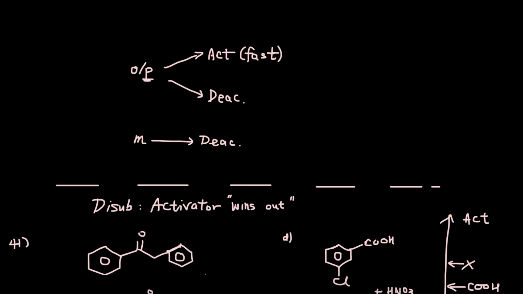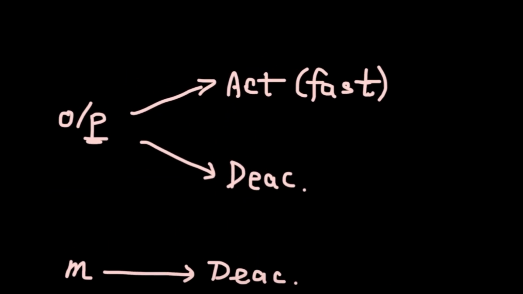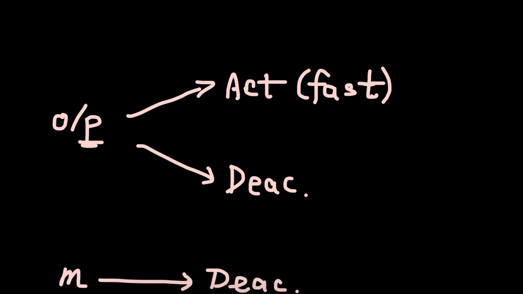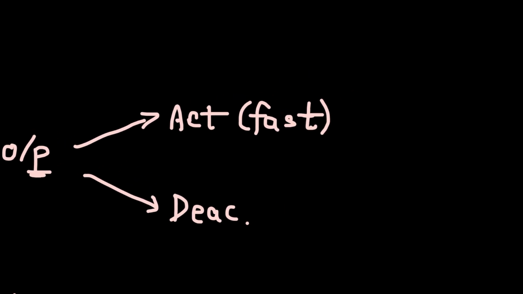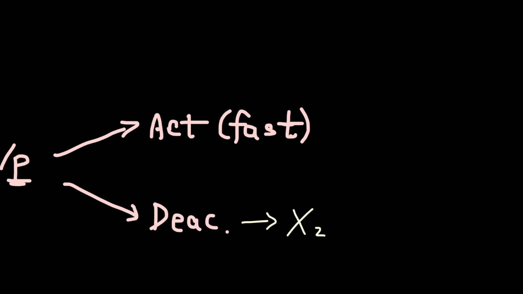In today's video, we'll cover everything you will need to know about ortho, meta, and para directors in aromatic compounds. So first, there are ortho and para directors, and usually para will be the slightly more major product because of less steric hindrance. And these directors have activators, which are faster reactions, and deactivators, which are the halogens, chlorine, bromine.